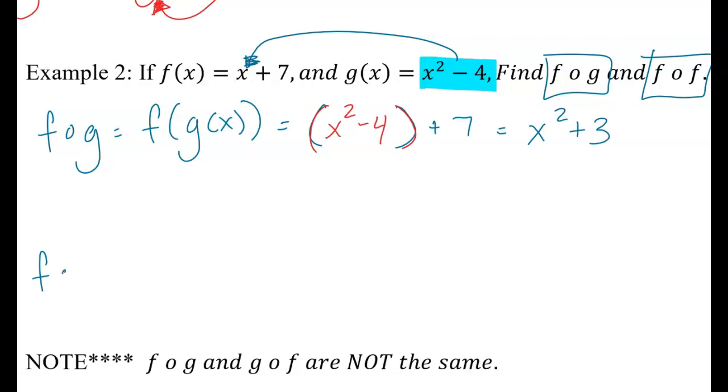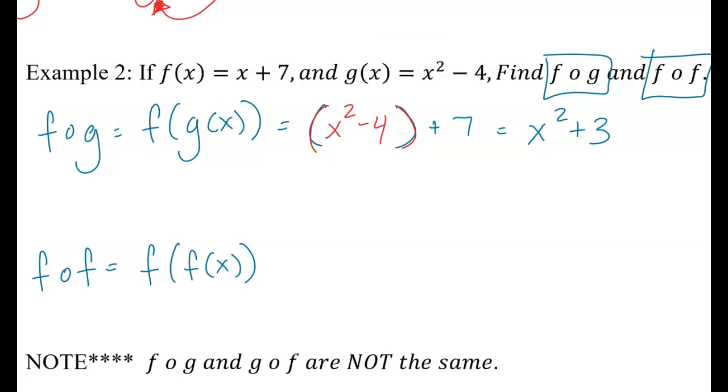Then we're going to do f of f of x, which is where you will take all the f of x, so x plus 7, you're taking all of that, and you are inputting it in for x back into f of x.